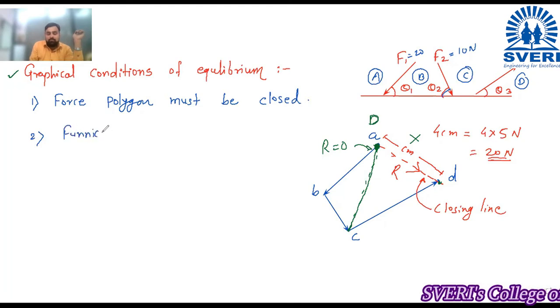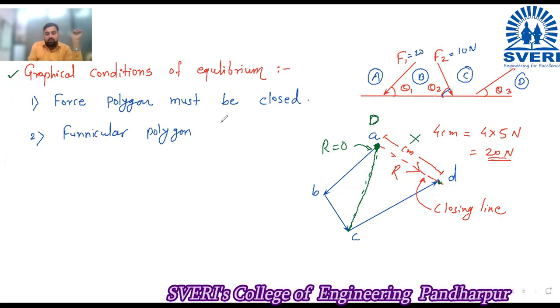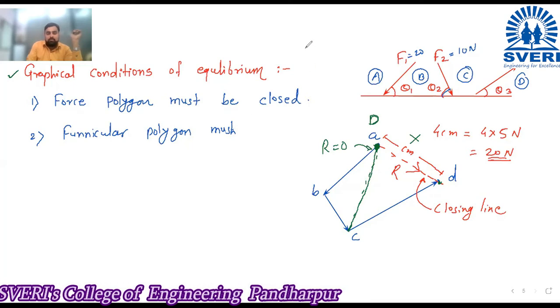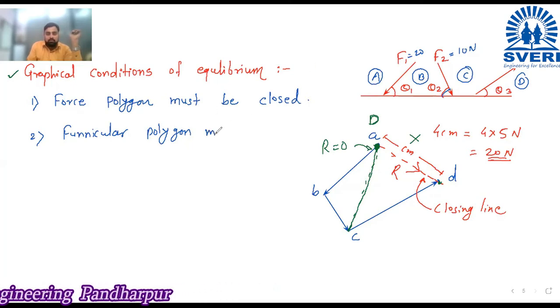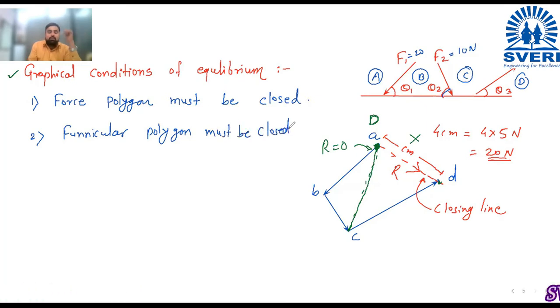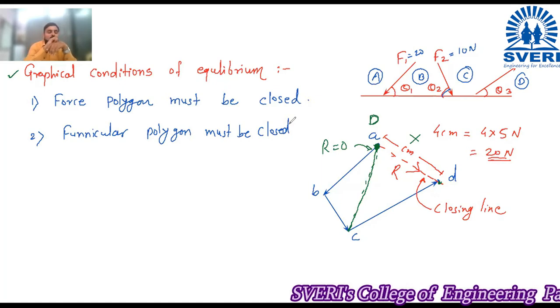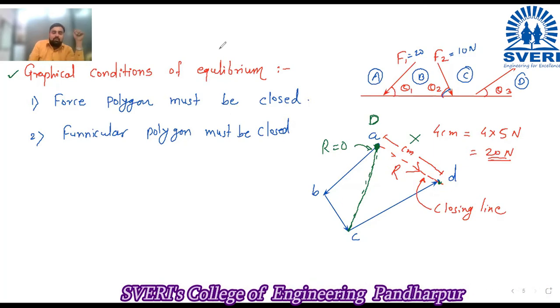Second is funicular polygon. The funicular polygon must also be closed. So funicular polygon we used to draw in the case of concurrent forces, okay, in the case of concurrent forces.